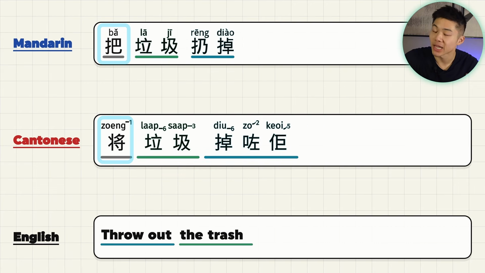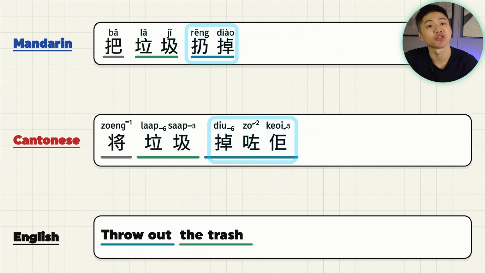把垃圾扔掉, in Cantonese 將垃圾掉咗佢. 將把 take it. 垃圾 garbage, and then 掉咗佢. 掉 is basically the result. So let's take the trash and throw it out. 扔垃圾 is just throw the trash. 把垃圾扔掉 means basically like take the trash and throw it out. Okay, it's a command. It's different.